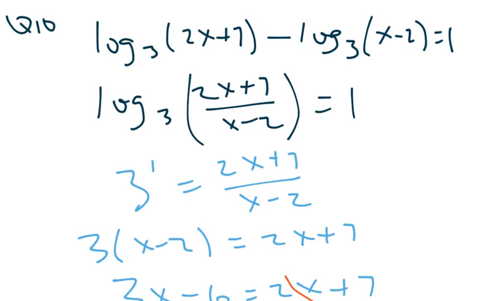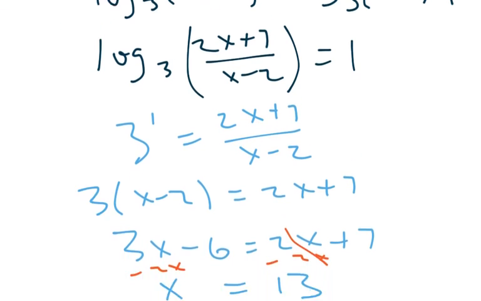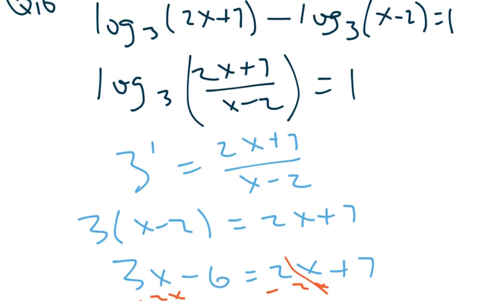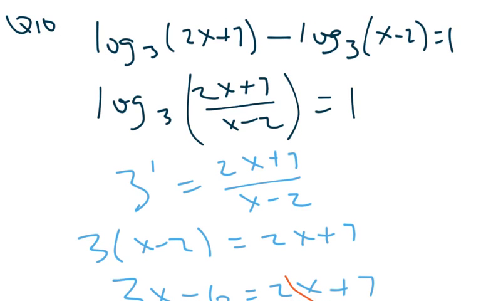So again, I'm going to go log base 3 of 2x plus 7, which is 13. Let's go back again, 13. So that's equal to 13 is 26, 33, minus log base 3 of 13 minus 2, which is 11. And the answer is 1.